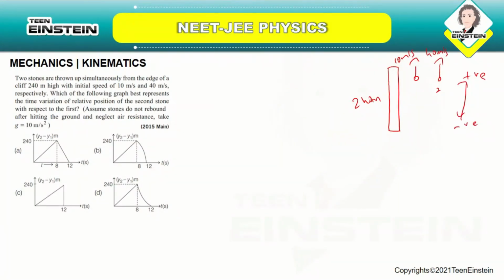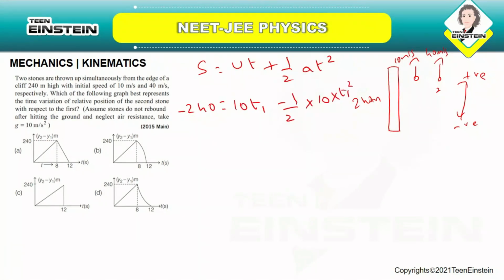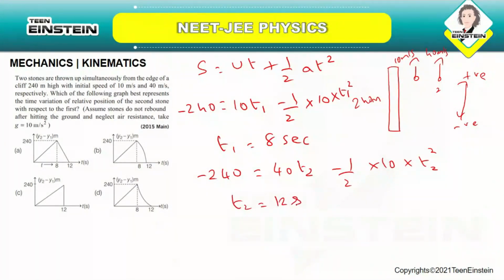Okay. So, first we will find out the time of collision of these two stones. So, S is equal to ut plus half at square, which will be equal to minus 240 equals 10 t1 minus half into 10 t1 square. So, when you solve this, you will be getting the value of t1 as 8 seconds. Similarly, minus 240 is equal to 40 t2 minus half into 10 into t2 square. So, we will be getting the value of t2 as 12 seconds.